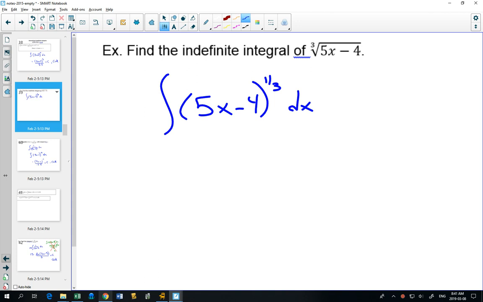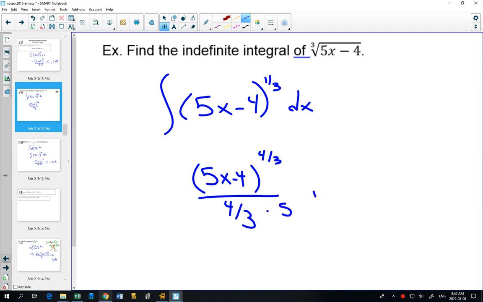Find the indefinite integral. We'll change that cube root to a 1/3. And then add 1 to the exponent. Divide by what you added by. You're going to also have to divide by the 5 because of the chain rule. We have a complex fraction here.